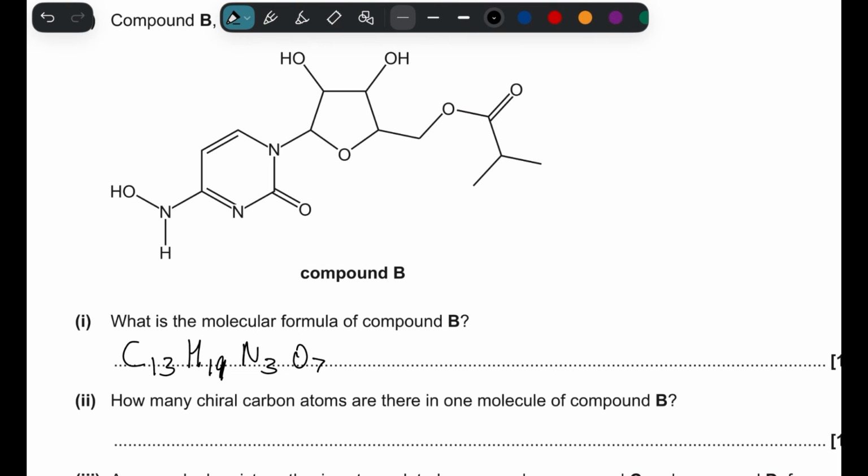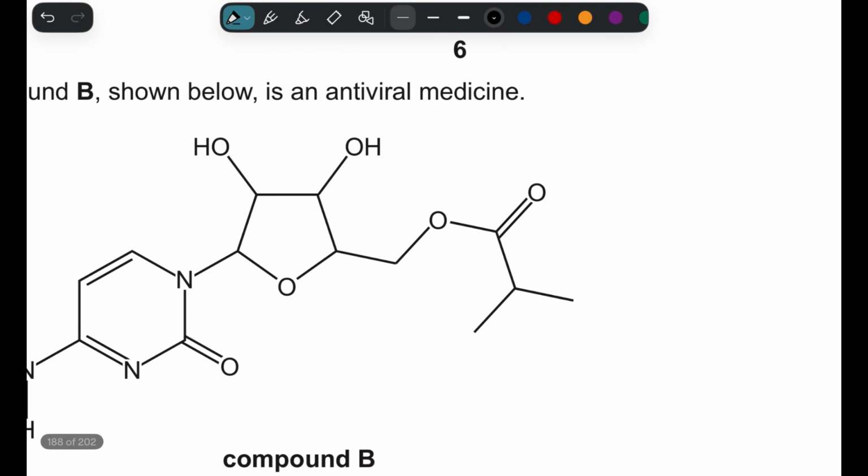In terms of chiral carbons, we need to first of all know what is a chiral carbon. So a chiral carbon is when a carbon is attached to 4 completely different groups. So first of all, we can immediately say it's not going to be any of them that have a double bond. So we can ignore those carbons. So let's look at the other ones.